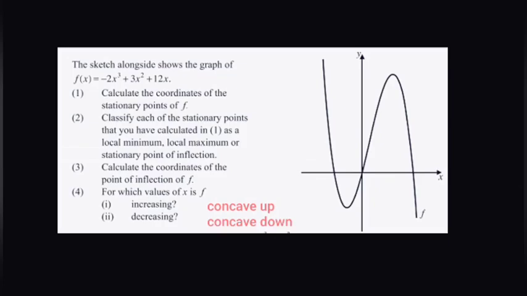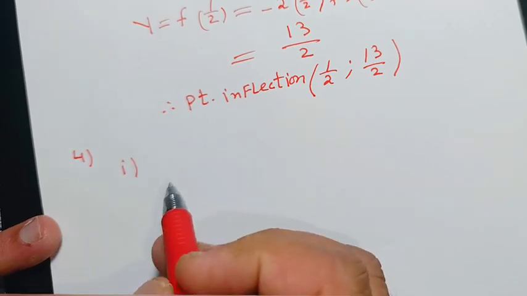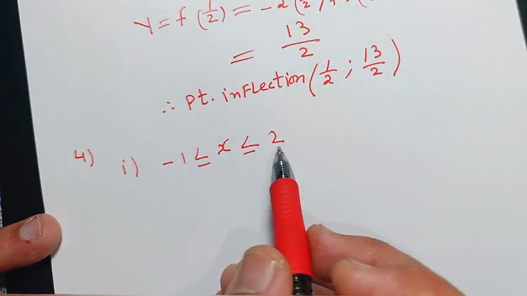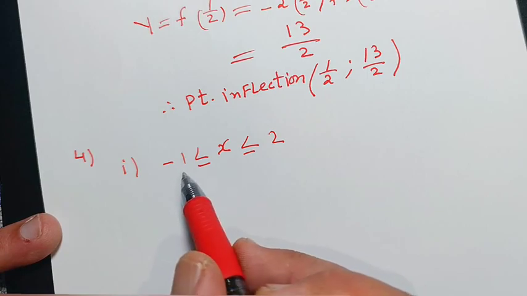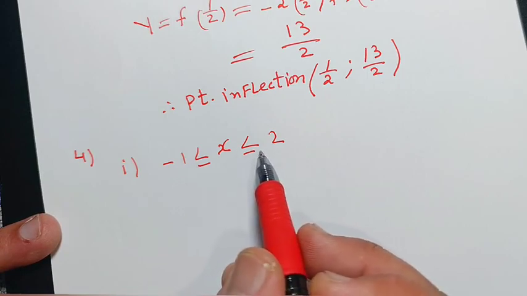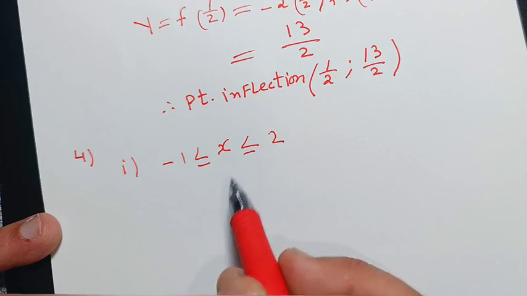So the graph is increasing from this turning point up to that turning point. So the answer to the first question is between negative 1 and 2, the graph is increasing. Obviously negative 1 and positive 2 are included, that's why I underline.